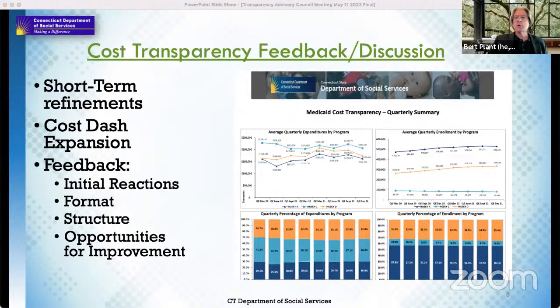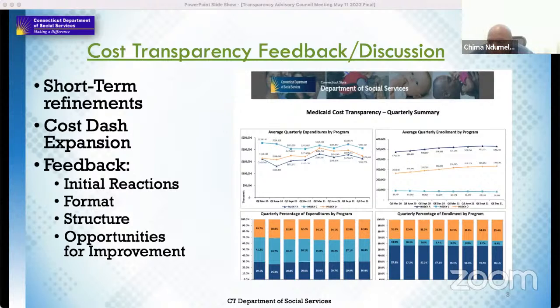So like a per member per month type of thing, or per member per quarter or something like that.